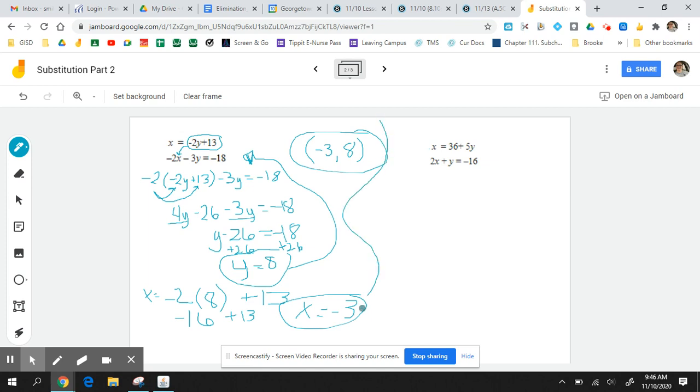All right, second equation. Try doing this one on your own. You're going to take that top equation, plug it into the bottom one, and check back to see if you got it correct.